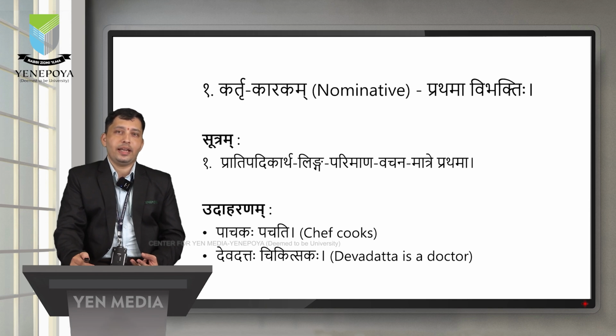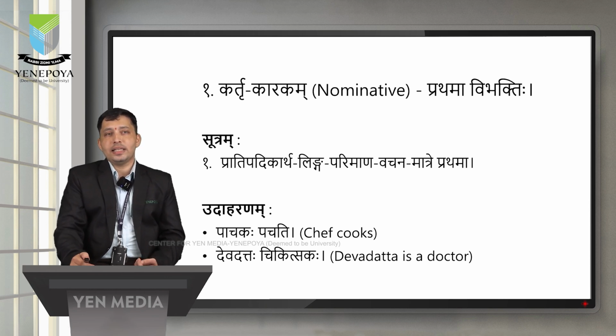First example is given here, Pachakaha Pachati. Pachakaha Pachati means the chef cooks. So the chef is a person who is cooking food. You can see here Pachati is the verb, or Kriyapada, and the cooking process is done by the chef. That is why the doer of this action is Pachakaha. So in this case Pachakaha gets Kartru Karaka, that is why it is in Prathama Vibhakti.